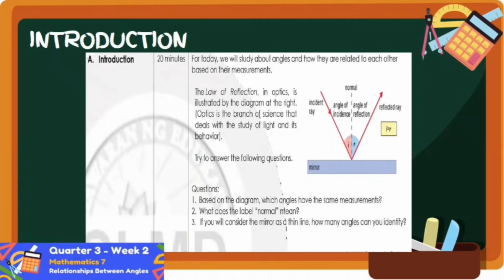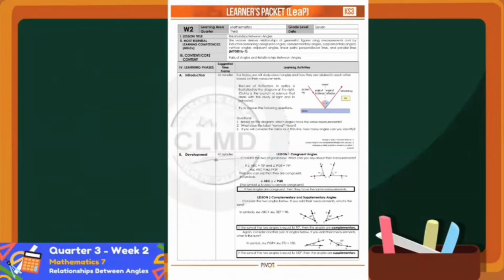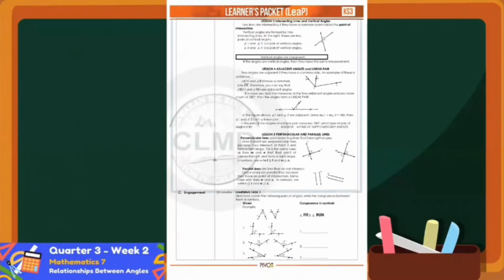The law of reflection in optics is illustrated by the diagram at the right. Optics is the branch of science that deals with the study of light and its behavior. Try to answer the following questions. Number 1. Based on the diagram, which angles have the same measurements? Number 2. What does the label normal mean? And number 3, if you will consider the mirror as a thin line, how many angles can you identify? Now, let's go over with the development part of your LEAP.